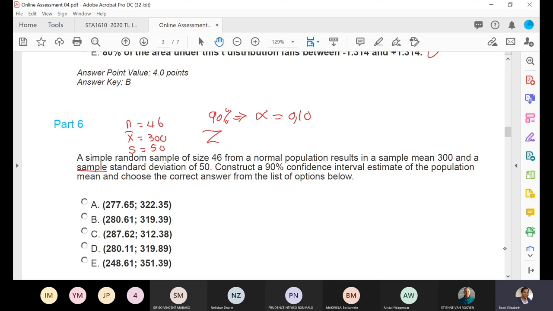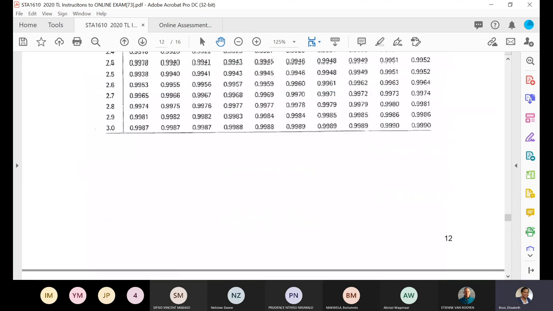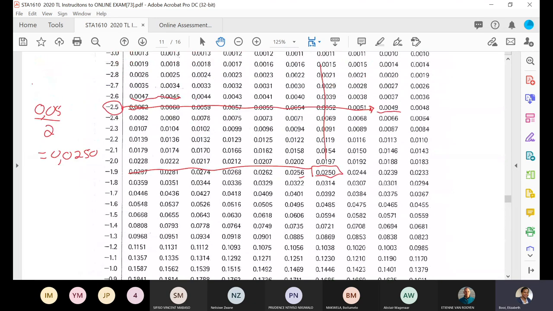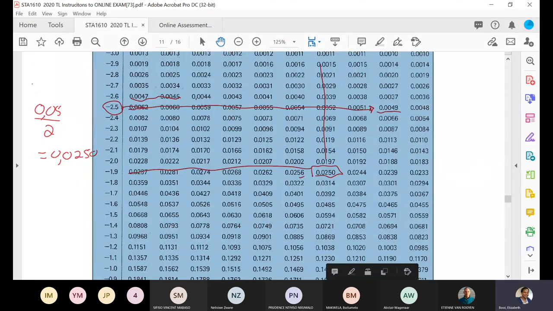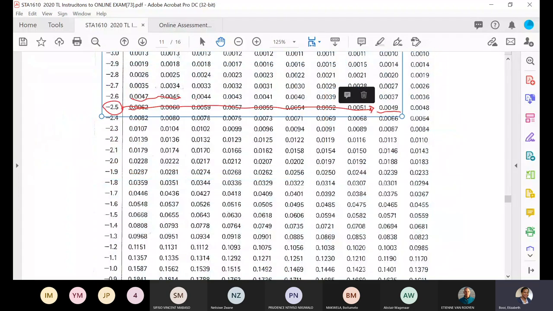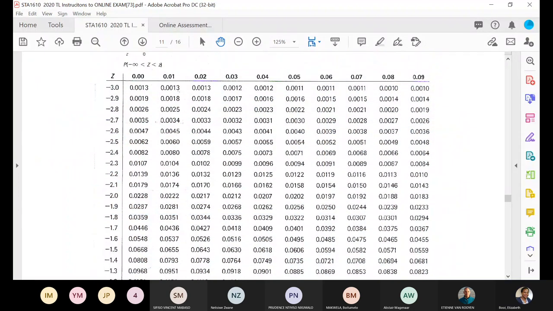So you need to go find Z alpha divided by 2, which is Z of 0.10 divided by 2, Z of 0.05. And that is the one and only Z value that we use with 3 decimals.